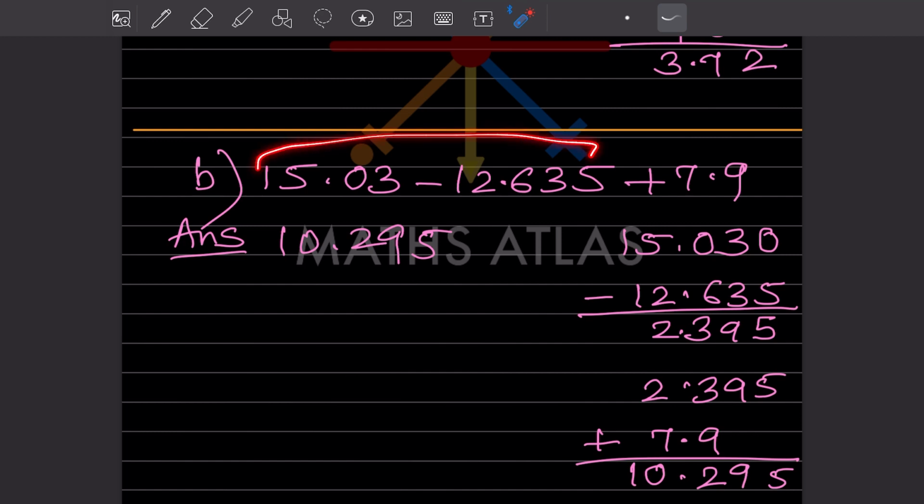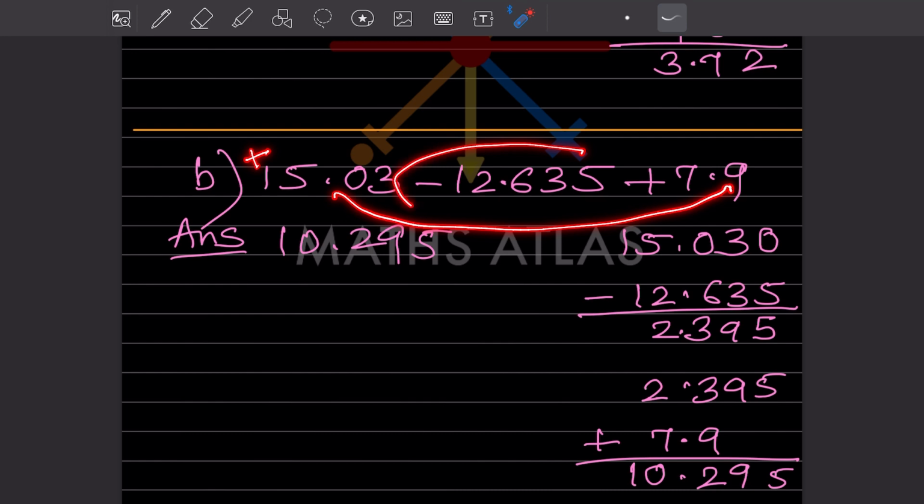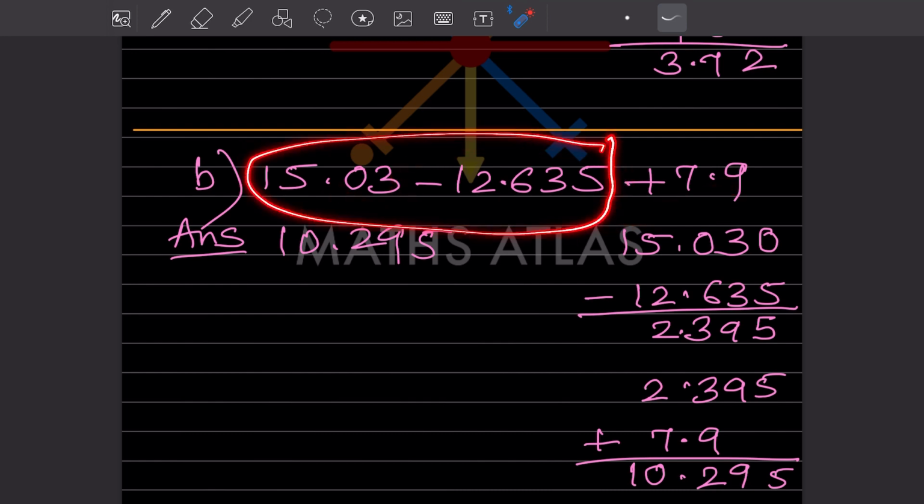Again here, you can do both ways. Whenever we have a plus over here, you can take these two numbers first, add them, and then whatever answer you get, subtract with this one. But here, let us take these two first because they are in the start. So we get here 2.395. Then you are going to add here.